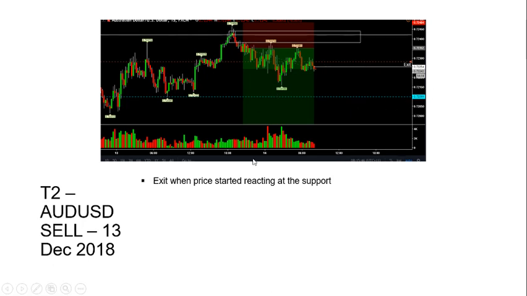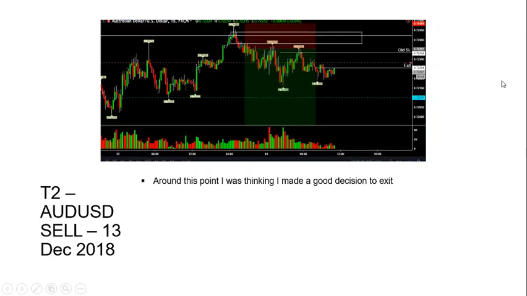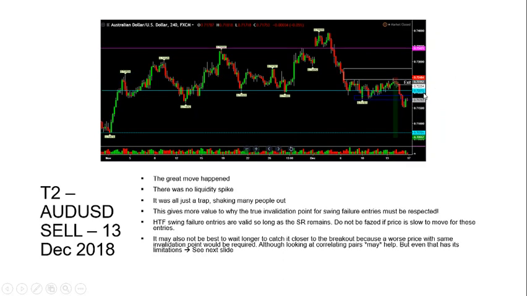And so I exited right there, and there seems to be a bit of a reaction at the support right over there, right? And now around this time I was thinking it's probably a good decision to exit, because the buyers are holding ground, right? But of course, the overall read was still accurate. And look at this. Price just hangs around over here and then finally crashes, and this was the biggest crash, I think, out of all the Aussie pairs, and I think there's still some way to go, so I might be looking for a re-entry over here early next week.